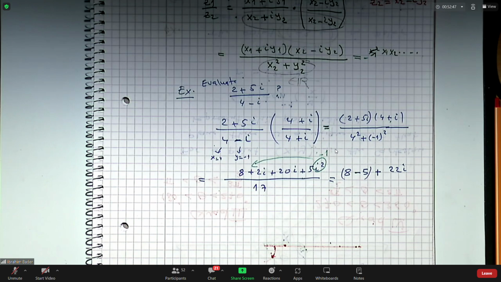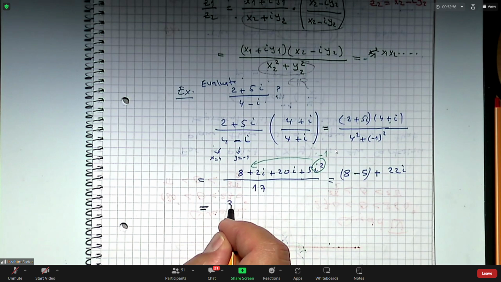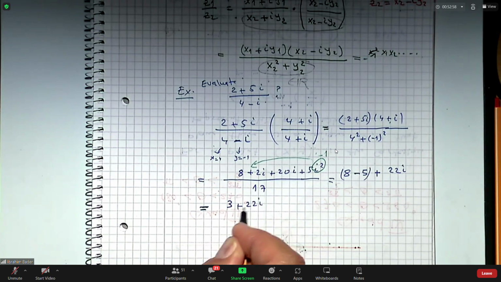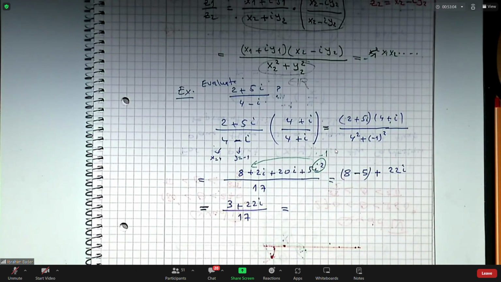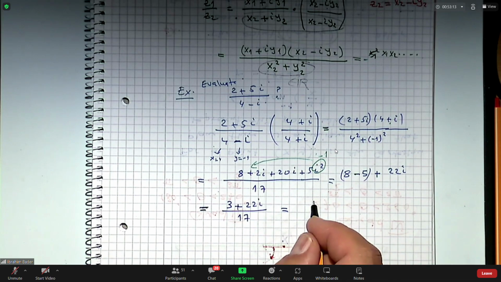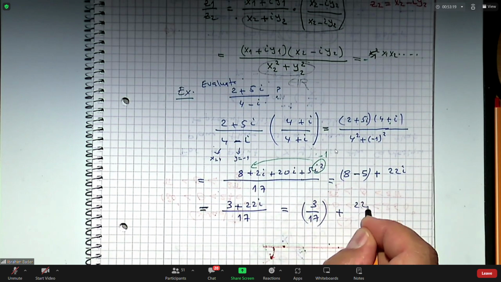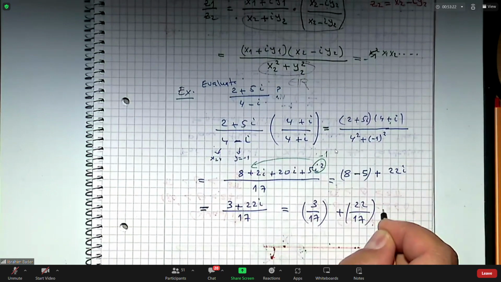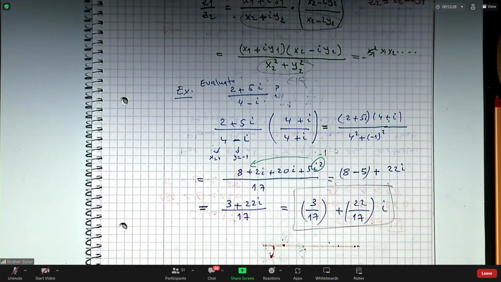And then ultimately I have 3 plus 22i over 17. Now if I want to bring the ultimate value into the standard form, I need to split the real part and the imaginary part, so I will just write it as 3 over 17 as the real part plus 22 over 17 times i. And this is in the standard form.